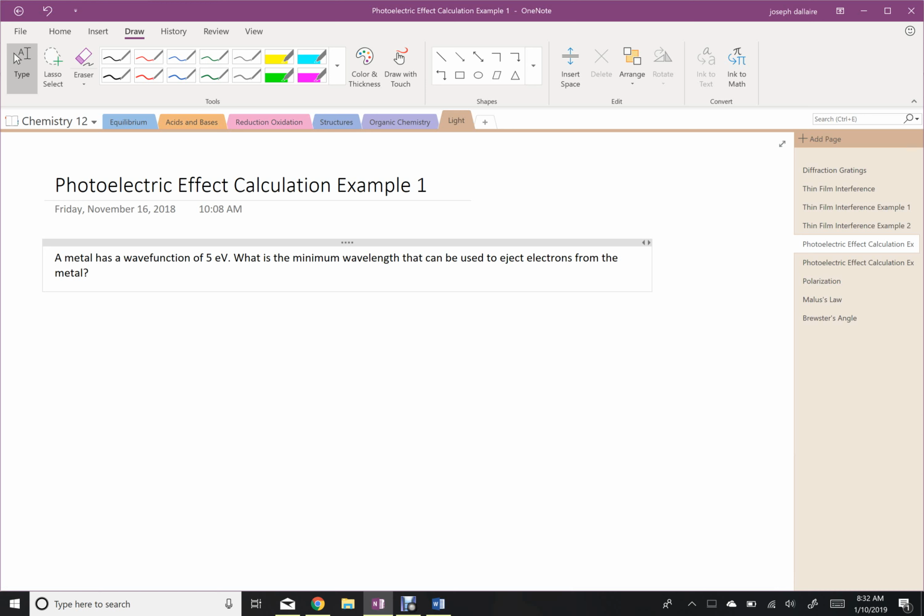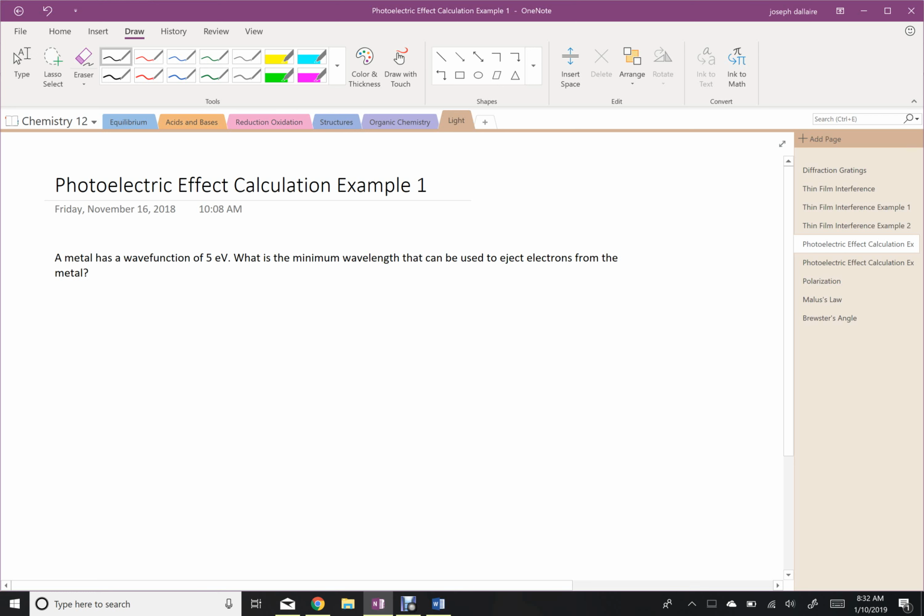So I'm going to take that 5 electron volts and turn it into joules. I'm going to use those joules to predict a frequency for the light. And then with the frequency of the light, I'm going to take that last step and move over to a wavelength using the universal wave equation.